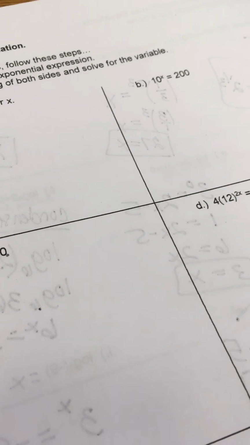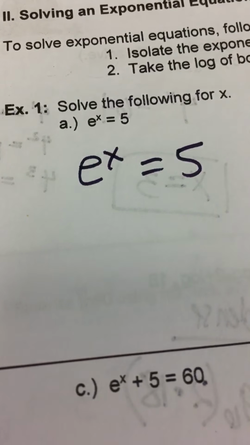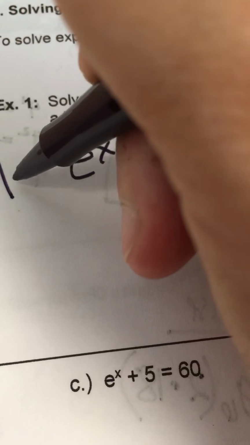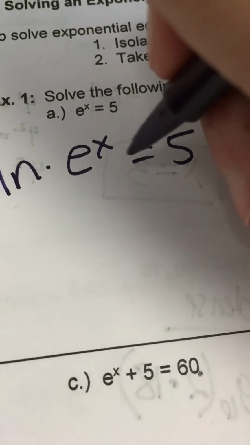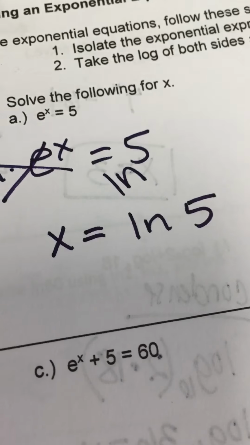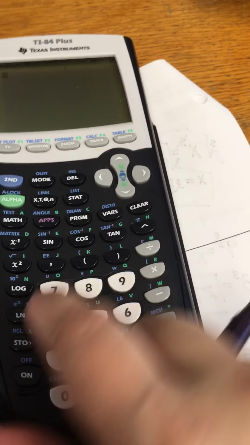Alright, on these we're definitely going to work with the calculator a little bit. So anytime you see e to the x, ln is not there yet. So e to the x is equal to 5. That's our starting point. I want to get rid of e, so I'm going to apply an ln to it. Whatever you do to the left, you do to the right. So x is equal to ln of 5, and on my calculator, if I do ln of 5, I get 1.609.